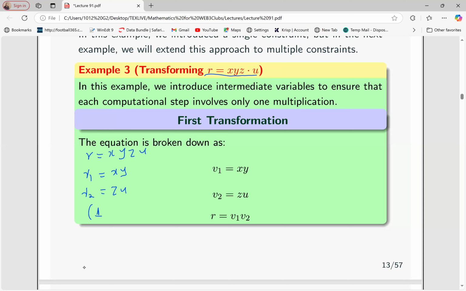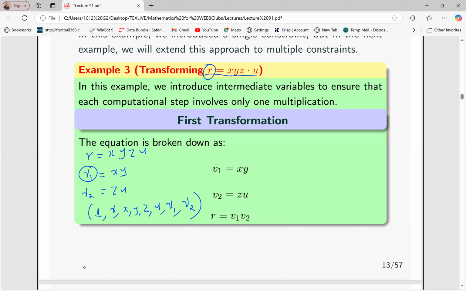Our witness would be 1, and then we would have our output, then X, Y, Z, U. After that, we have our intermediate values, V1 and V2, in that order. This becomes our witness. Our witness has how many columns? 1, 2, 3, 4, 5, 6, 7, 8. We have 8 columns.